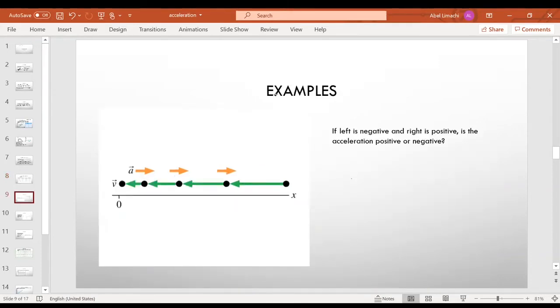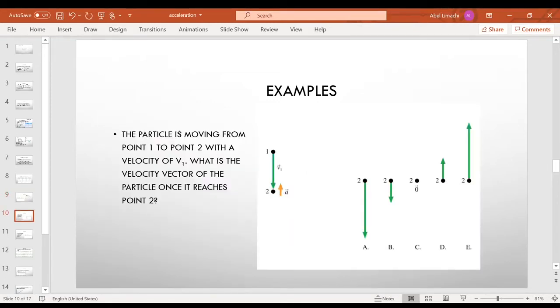So let's do an example. If left is negative and right is positive, is the acceleration positive or negative? Well, in this case, you see acceleration is pointing to the right, so it's really just positive. That's all it asks for. It doesn't ask for anything else.